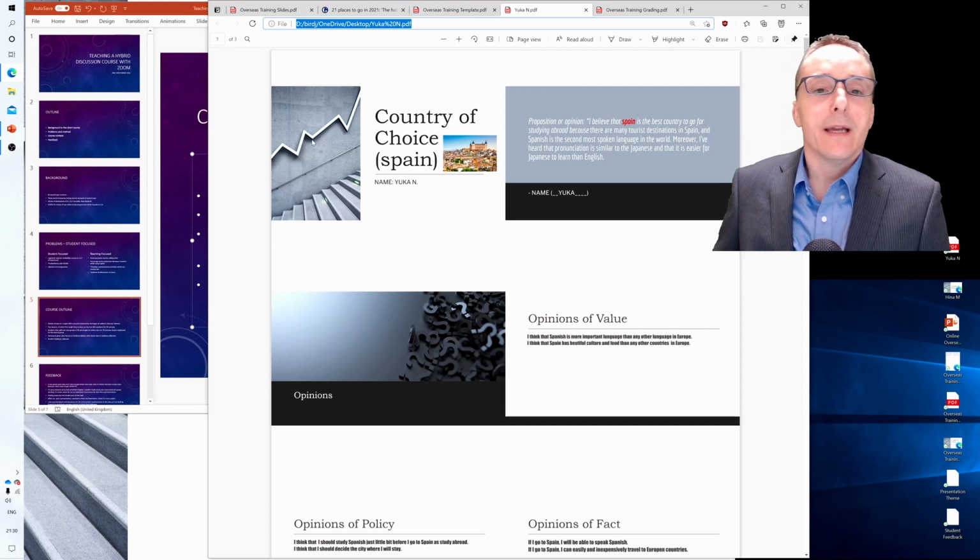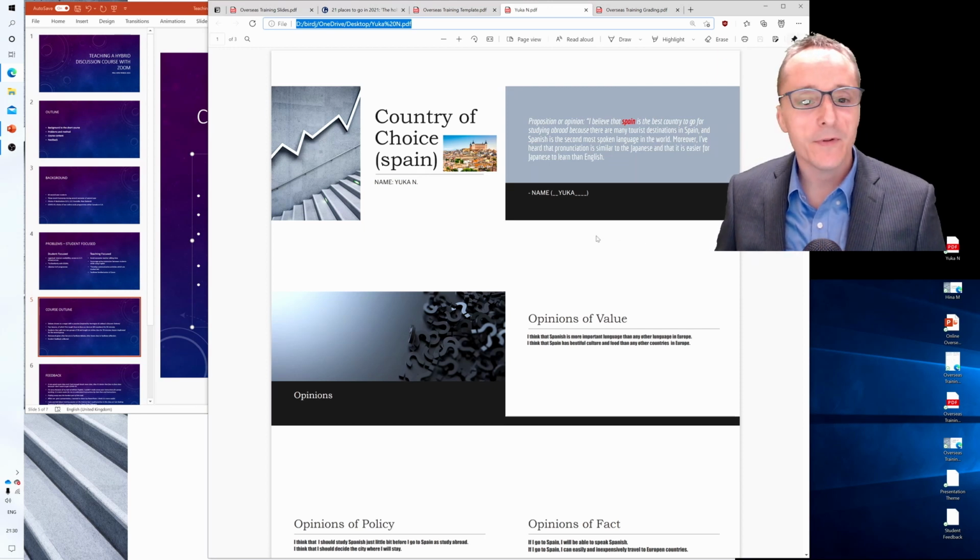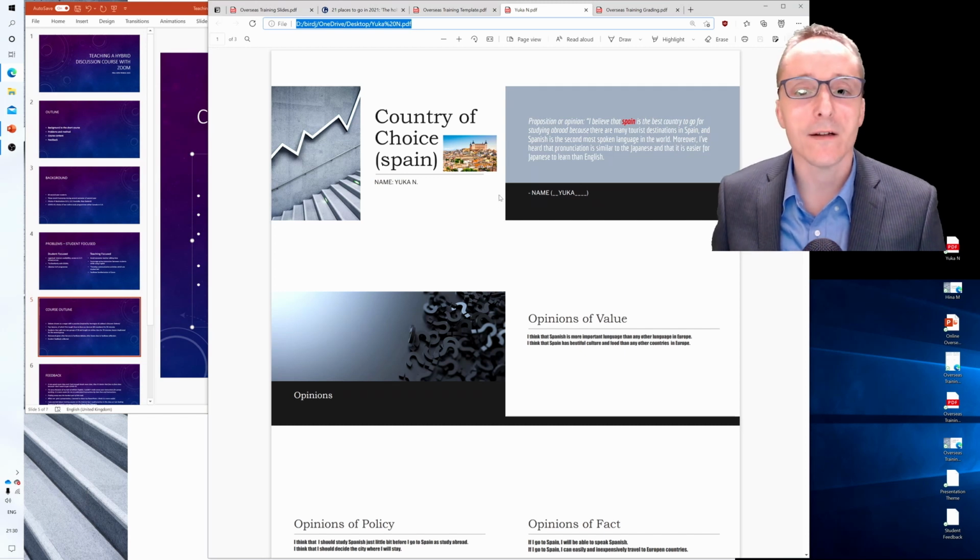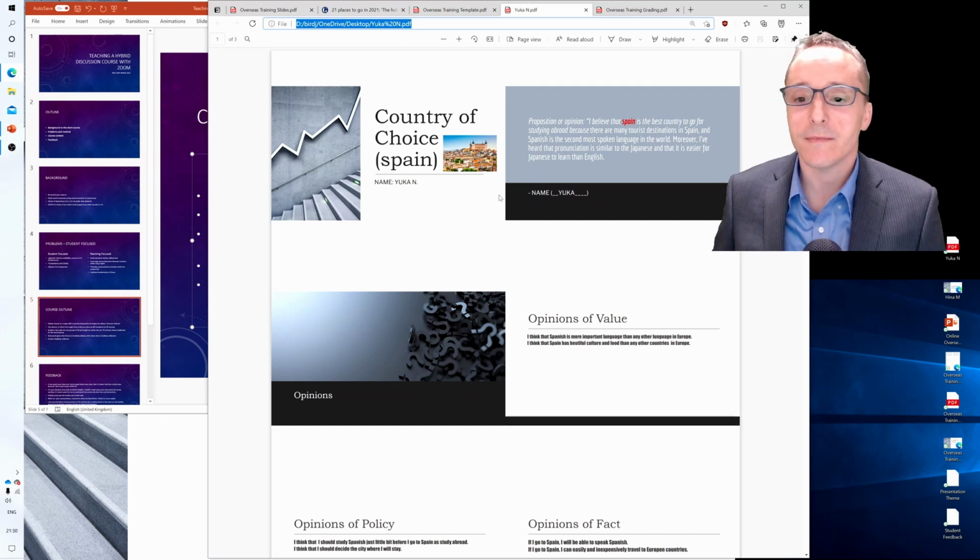As an example, we have here Yuka. She chose Spain, and she filled in the template, and her proposition was, I believe that Spain is the best country to go for studying abroad because there are many tourist destinations in Spain, and Spanish is the second most spoken language in the world. Moreover, I've heard pronunciation is similar to Japanese, and that it's easier for Japanese to learn than English. So Yuka has very practical reasons for wanting to learn Spanish and going to Spain.